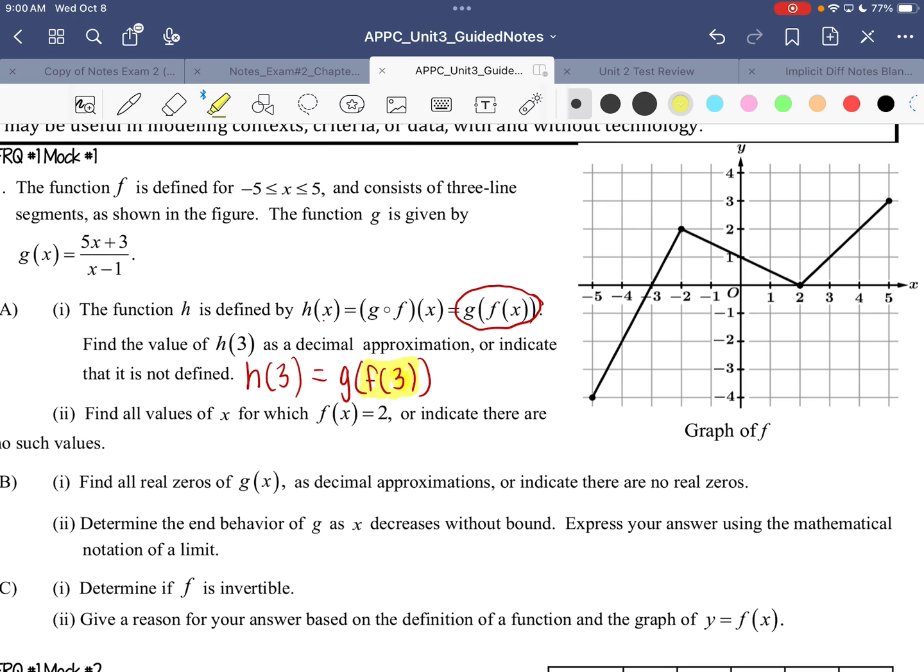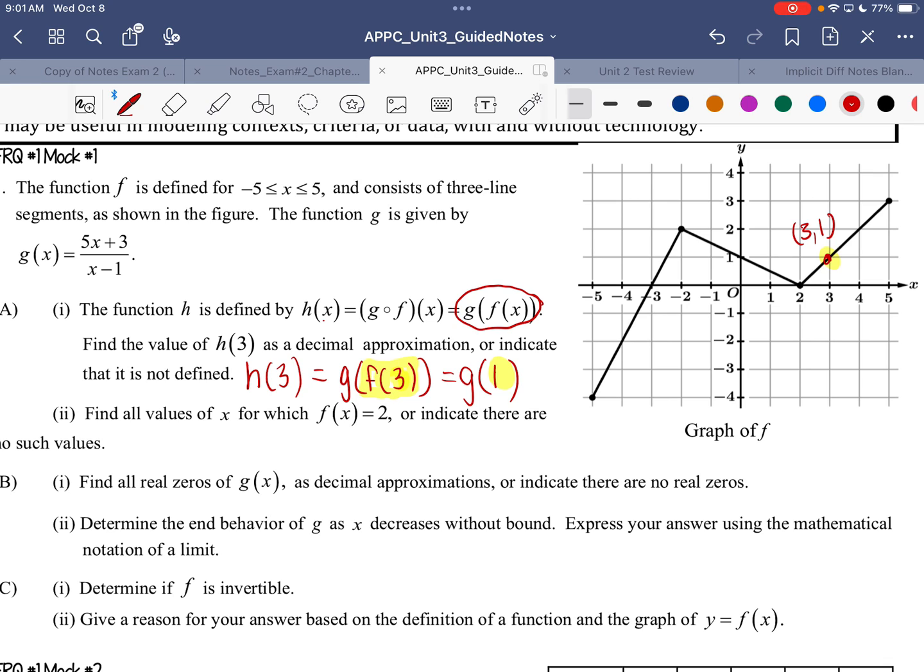That means in the graph of f, you need to find where the x value is 3. So go and find where the x value is 3. In f, where the x value is 3, the y value is 1. So we're replacing f of 3 with 1. This is very similar to the 1.12 quiz when you were substituting p at 6 with whatever p at 6 was equal to. It's the same vibe.